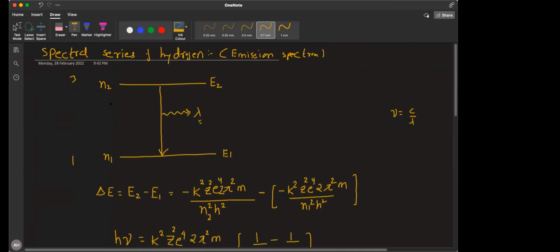Note it down. Then we will study different types of series. See, this is one of the most important parts of atomic structure.